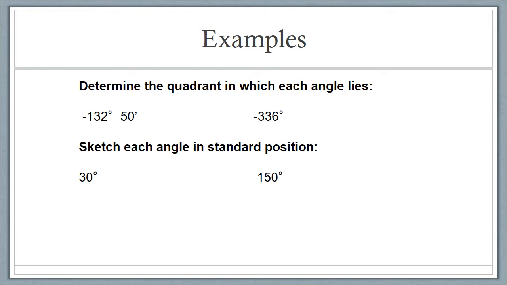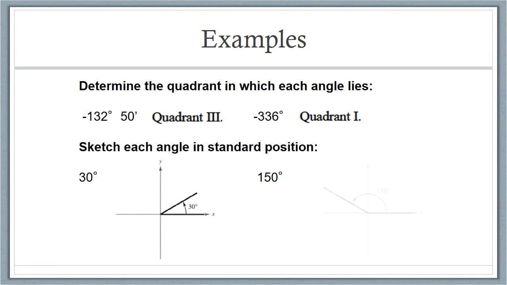Okay, the first one is quadrant 3. 132 degrees, 50 minutes. Don't worry about the minutes part. If you got the 132 degrees and focused on that, you'd be fine. And negative 336 would be in quadrant 1 because you're going backwards around the circle. Okay, 30 degrees looks like this in standard position, and 150 would look like that.